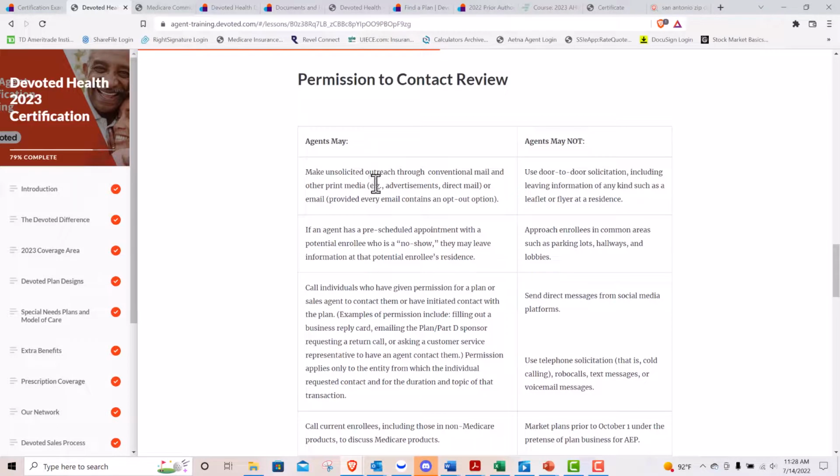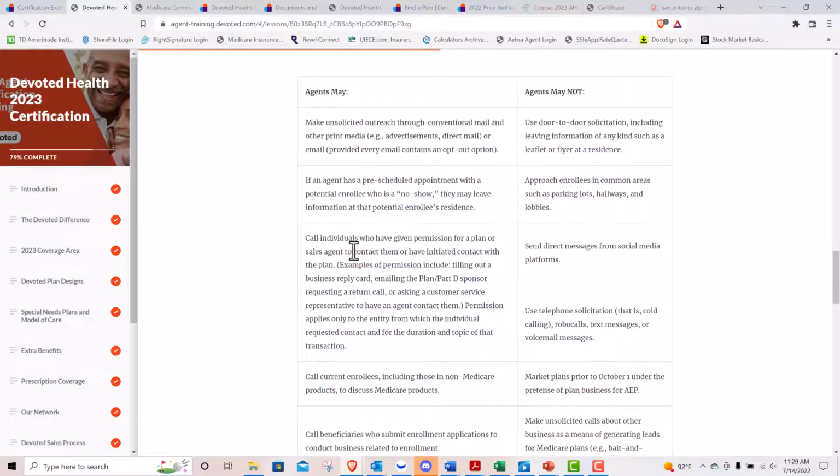So you can make unsolicited contact through conventional mail and print media, or email, provided you have an opt-out option. So you can send an email without receiving a request for contact, so to speak. If you have a pre-scheduled appointment with a potential enrollee who's a no-show, they may leave information at that potential enrollee's residence. You can call individuals who give you permission. Again, the permission is limited, and it's only to the entity from which the individual requested contact for the duration of the topic of that transaction.